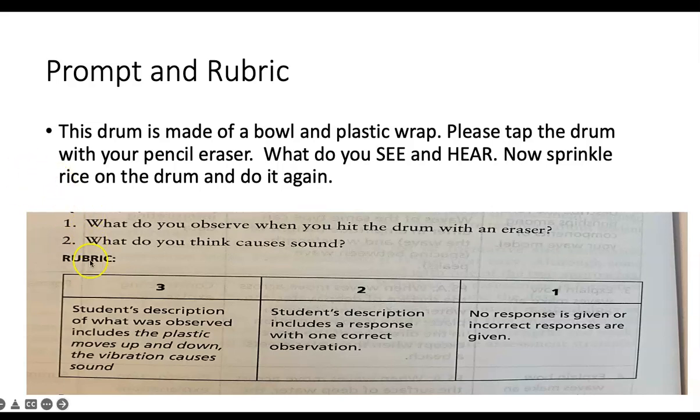And then you have a grading rubric here, where if a student answers it correctly, they would describe what was observed, including the plastic moving up and down, and that something like vibrations causes sound. If a student kind of gets it, they might describe one correct observation. And if the student does not understand the concept, then no response or an incorrect response is given. What you can do is quickly highlight or check off what each group of students answers, and then you can quickly assess if your students understand this concept or not.